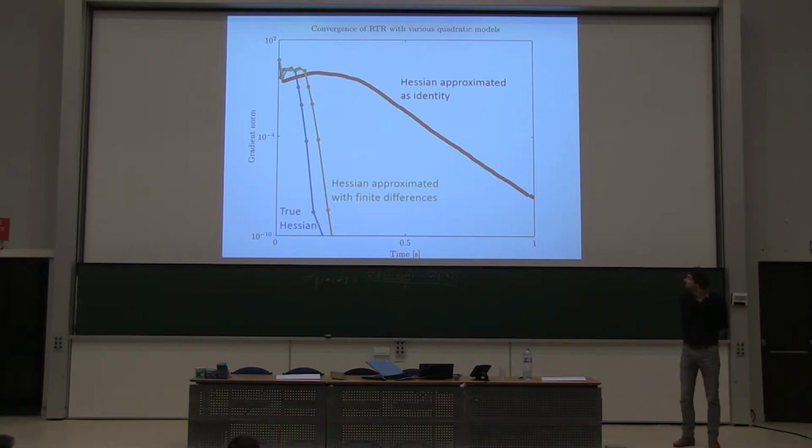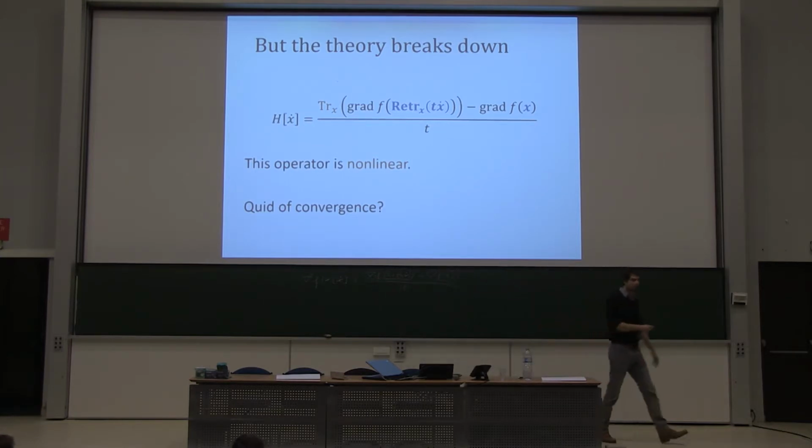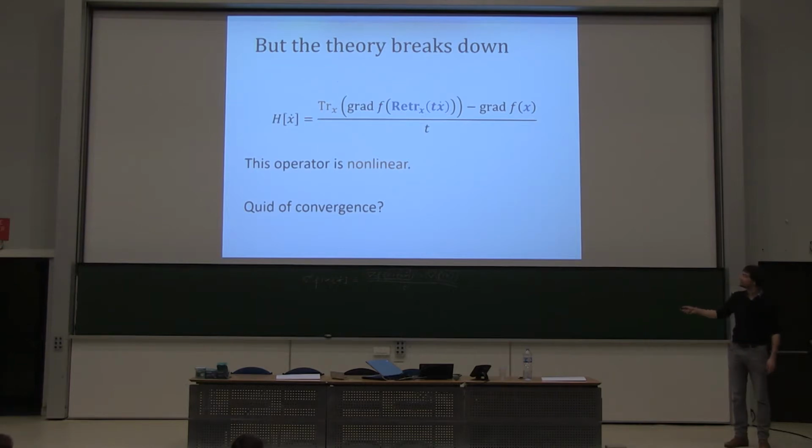But the issue is, there's no theory. The classical theory breaks down when you use this approximation of the Hessian, because this operator here is not linear. Okay? And this has nothing to do with the fact that we're on a manifold. Even here, this is not linear because you compute the gradient at an input that depends on x dot, but of course the gradient is not linear in its inputs, right? And so this operator is nonlinear, which means that the classical theory doesn't apply, and then you have no guarantees at all.